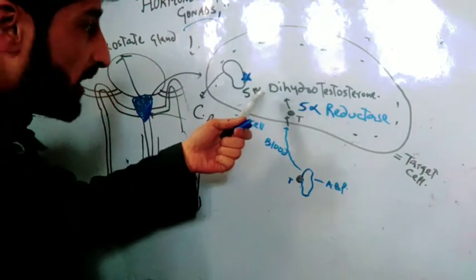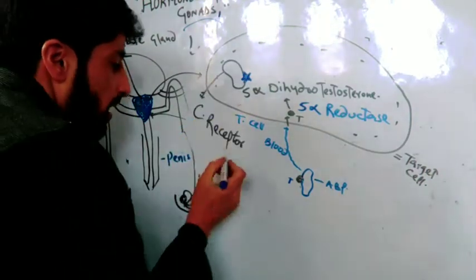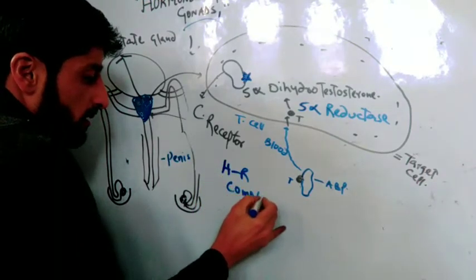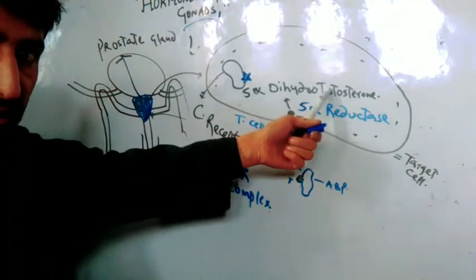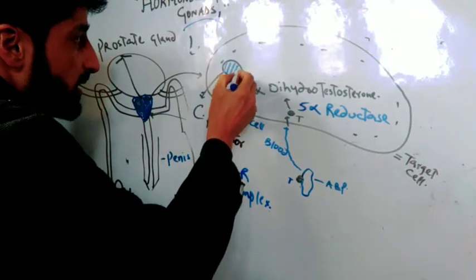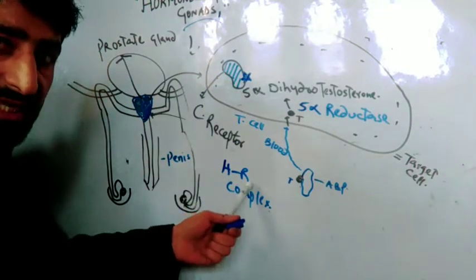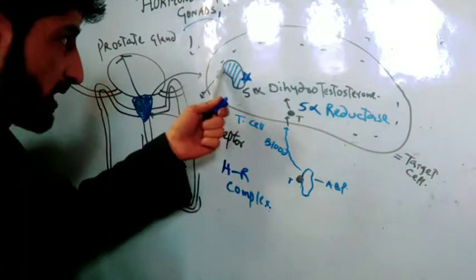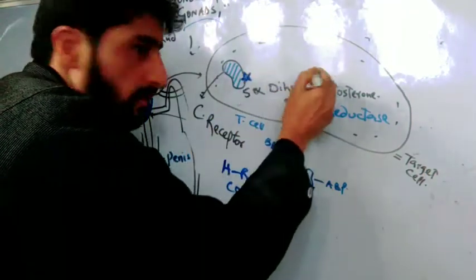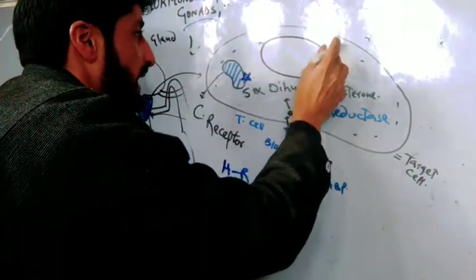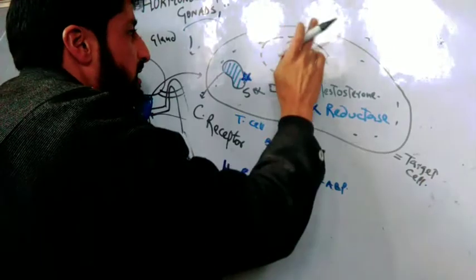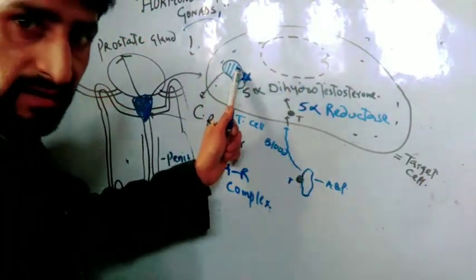After the formation of 5-alpha dihydrotestosterone, should I say that a hormone receptor complex is formed? The hormone here is 5-alpha dihydrotestosterone, that bound with its receptor molecule. Here it is the receptor molecule. So hormone plus receptor forms the hormone receptor complex. Once the hormone receptor complex is formed, this hormone receptor complex then enters into the nucleus of the target cell.